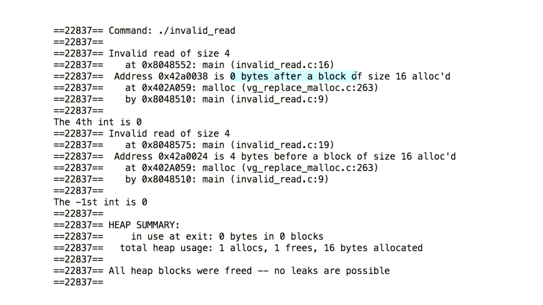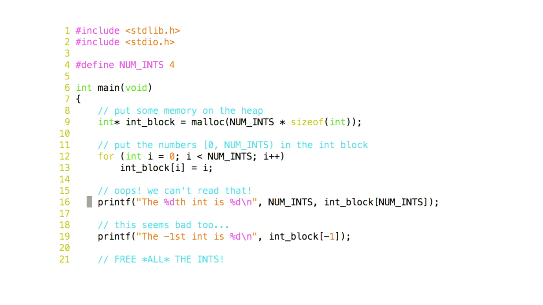The address we're trying to read starts 0 bytes past the end of the block of size 16 bytes, 4 32-bit ints that we allocated. That is, the address we're trying to read starts right at the end of our block, just as we see in our bad printf call.